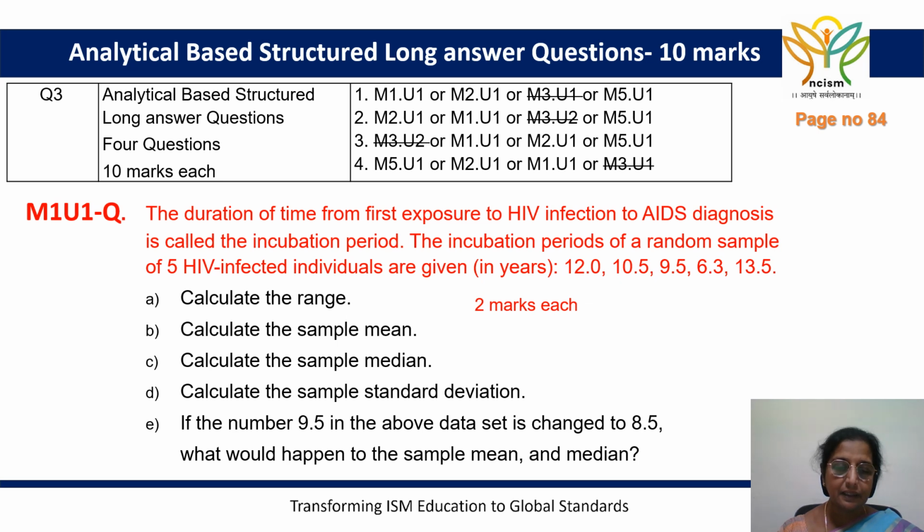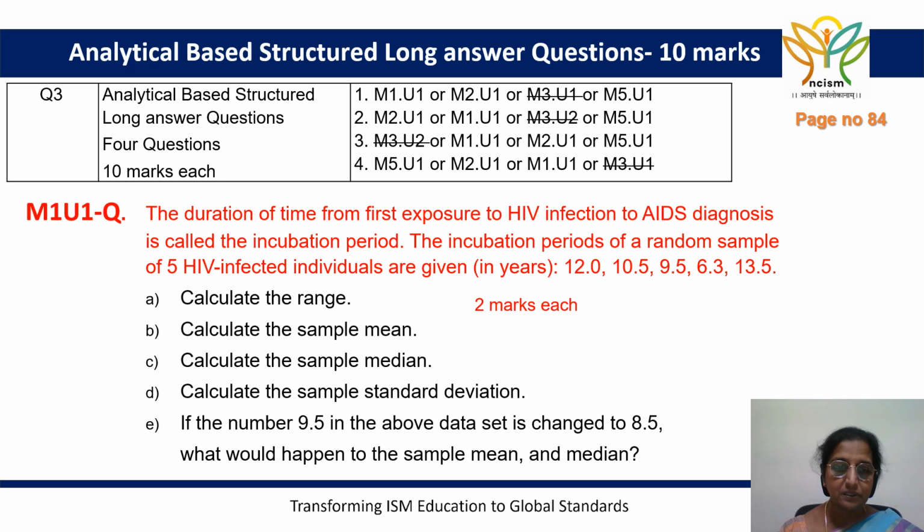Coming to the analytical based structured long answer questions, each carry 10 marks, and the question should be based on the modules specified in the syllabus. This is available from page number 84, and no question should be asked from module 3. Coming to module 1, unit 1, a sample question is shown. The duration of time from first exposure to HIV infection to AIDS diagnosis is called the incubation period. The incubation periods of a random sample of 5 HIV infected individuals are shown in years. That is 12.0, 10.5, 9.5, 6.3 and 13.5.